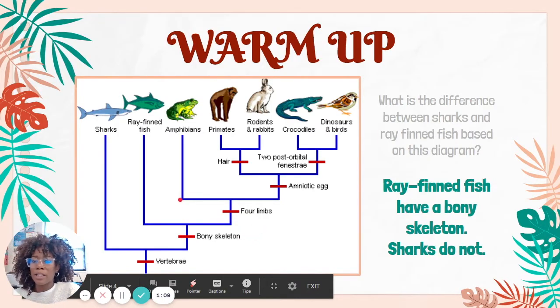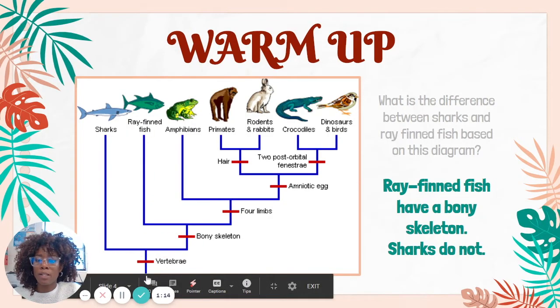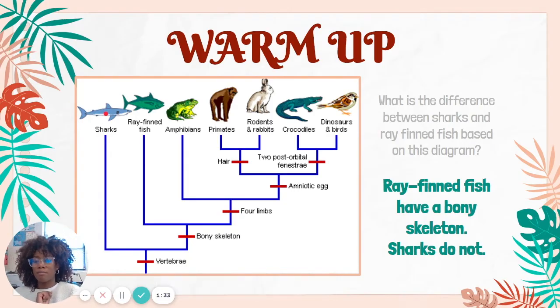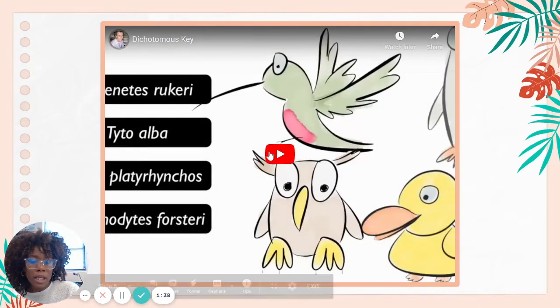Actually, I went about that too fast. So we have sharks and ray-finned fish. So we're going to take our finger and we're going to come all the way back to the beginning. As we go from the beginning towards these organisms, they both have vertebrae, so that's not a difference. On my way to ray-finned fish, I pass over bony skeleton. On my way to sharks, I didn't pass bony skeleton. So ray-finned fish have a bony skeleton, sharks do not. Okay, let's watch this video on how to use the dichotomous key.